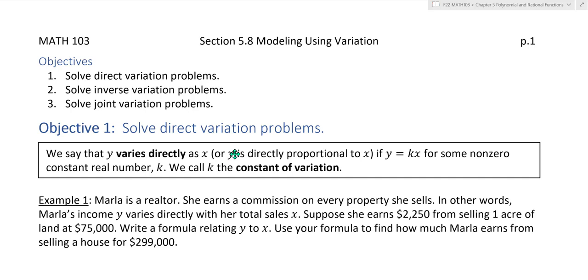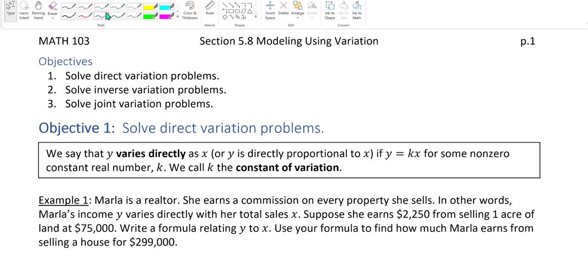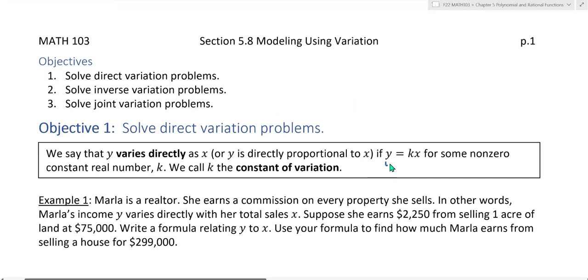So direct variation is one of those specific things. If we have two quantities and we call one x and one y, we might say y varies directly as x, or y is directly proportional to x. These mean the same thing. If y is equal to some number times x, we call that number k, and it's some specific number. And k kind of just depends on the situation.